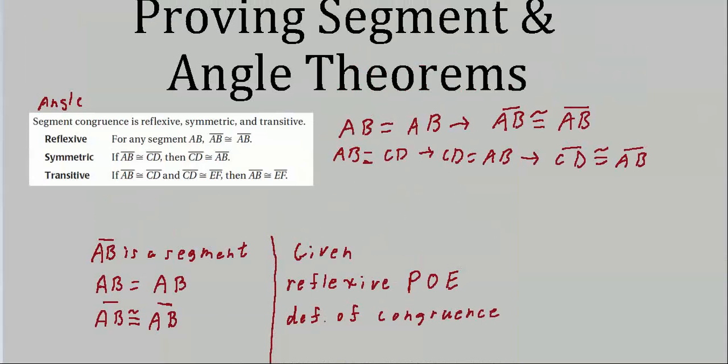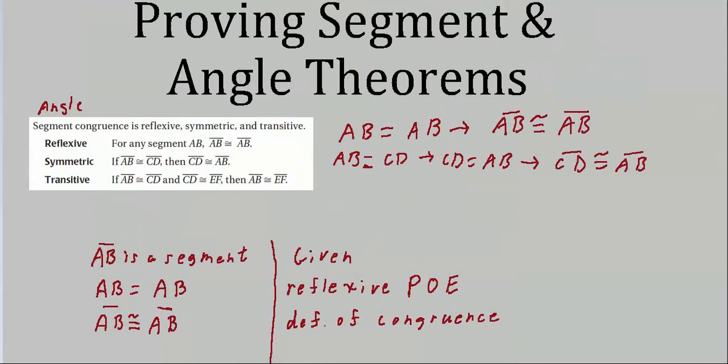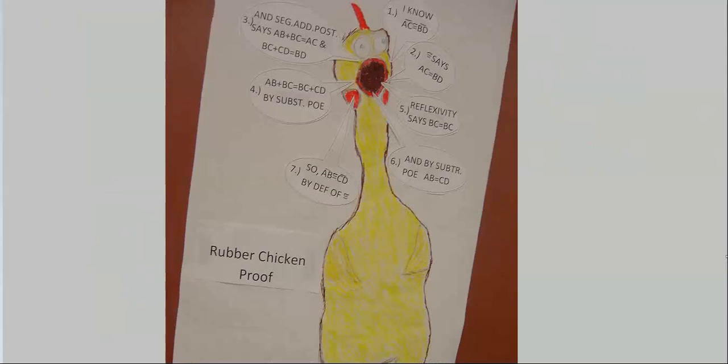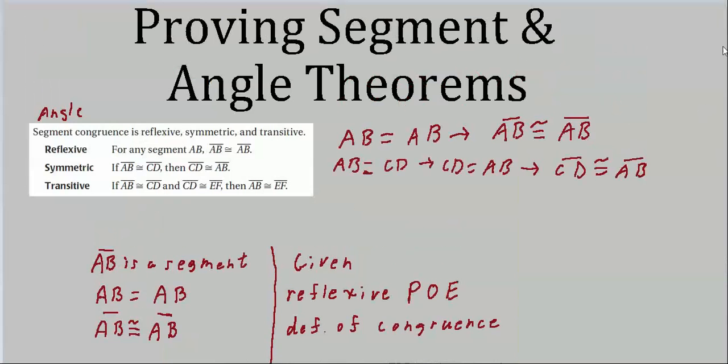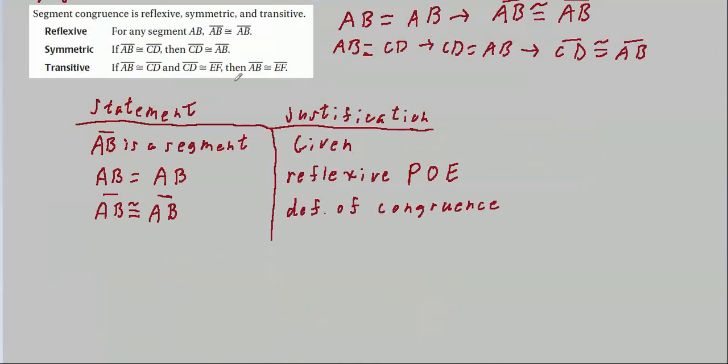When you start working on your PhD in mathematics, you may want to do more work with rubber chicken proofs, but for now, stick with the two-column proofs. And you can have fun with the rubber chicken proofs if you want to on the side. And when I wrote this two-column proof, I forgot to put the headings up here on top. I think you figured it out. These are all the statements, and these are the justifications.